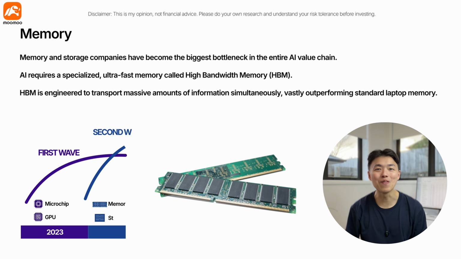The second theme is memory. These are the companies that make the boring memory and storage inside your laptop, and they just became one of the biggest bottlenecks in the entire AI value chain. AI needs a special, faster type of memory called HBM, or high bandwidth memory. It is built to move a huge amount of data at once, way faster than the regular memory in your laptop.